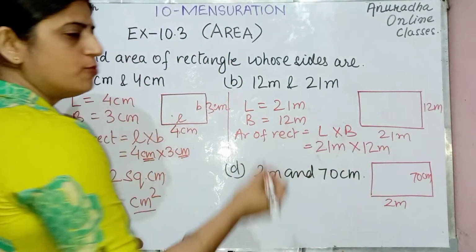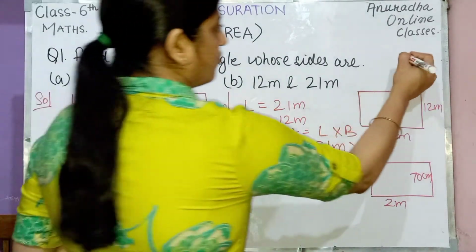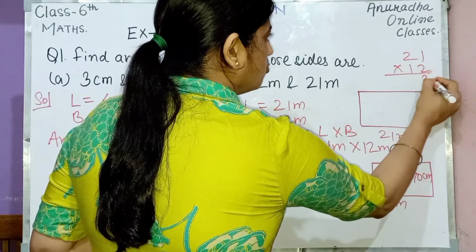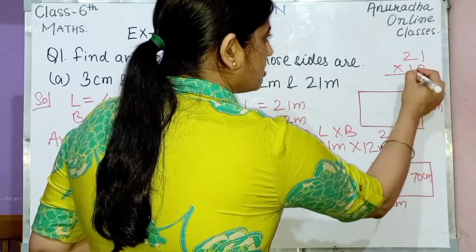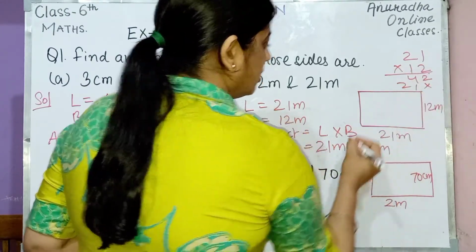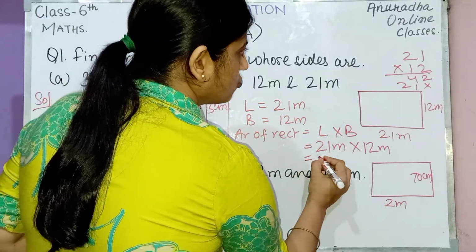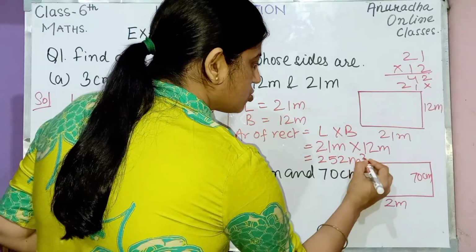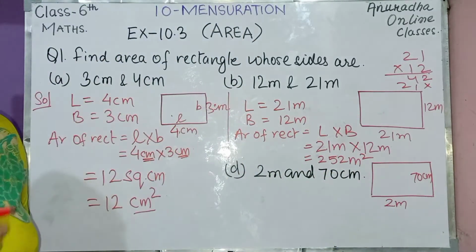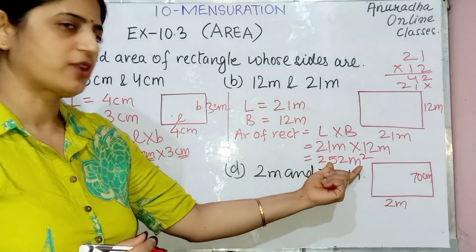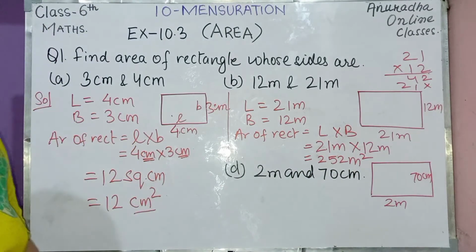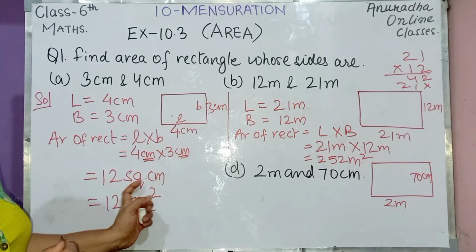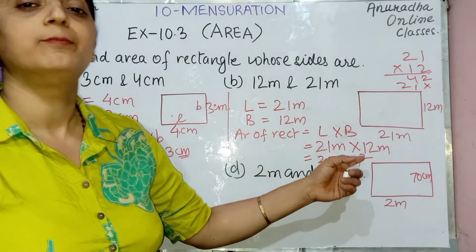Now you just do the multiplication of this, that is 21 into 12. Here 2 and 4 and this is 1 and 2. So it will be 252 meter square or square meter. Whatever you want to write, you can. Both are correct ways to write. In square meter, as you have written square centimeter, you can write here square meter.